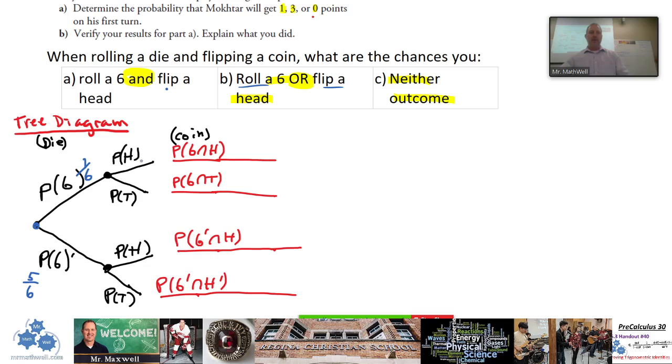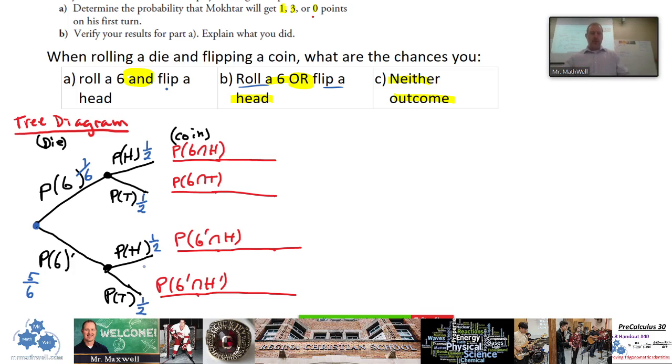Now the probability of flipping a coin and getting a head is 1 out of 2. Probability of getting a tail is 1 out of 2. 1 out of 2 here, 1 out of 2 here. Okay? You guys with me so far? Is this making sense?